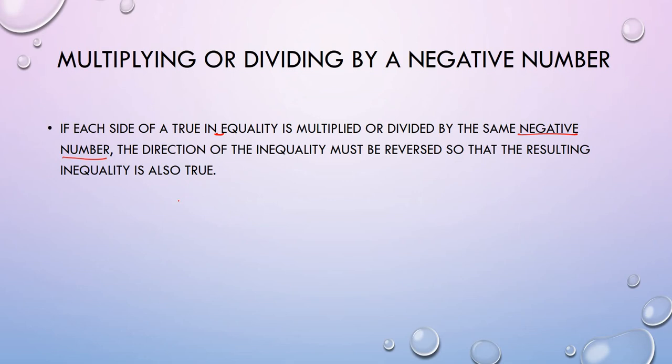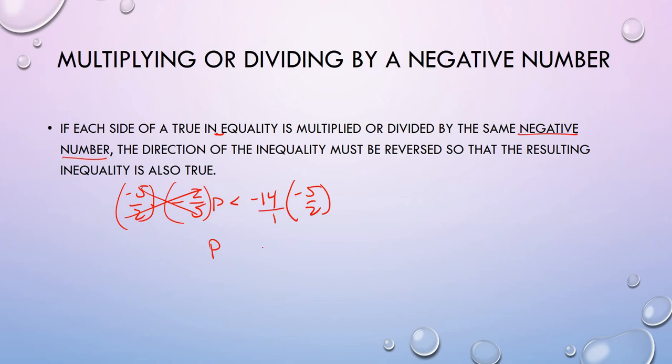So if I have negative 2/5 p is less than negative 14, if I multiply both sides by negative 5/2, this becomes 1p. This side will become positive 35, and I have to flip the inequality. So in order for negative 2/5 p to be less than negative 14, p has to be greater than 35.